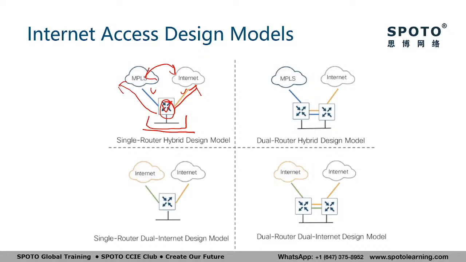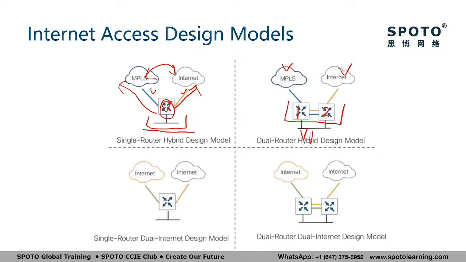As an improved version, we can use the dual router hybrid design model. They still have 2 circuits, one MPLS for the WAN, the other for internet, for local internet breakout. The difference is, instead of using one hardware router, we can use 2 routers. Router 1 as primary and router 2 as secondary, and vice versa. We can split the traffic.